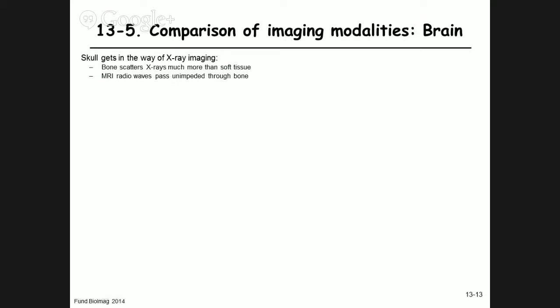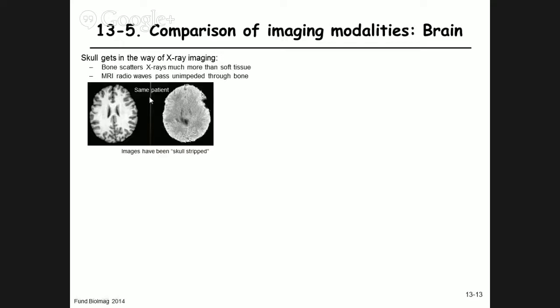The first example is from the brain. So for X-ray imaging, the skull is actually not so desired, because the skull is usually not the thing that one wants to image when one images the head. The bone scatters the X-rays more, whereas MRI passes through the bone. So here, in this image, these images have been, by software, skull stripped. Whatever signal is non-brain has been removed from this image artificially.